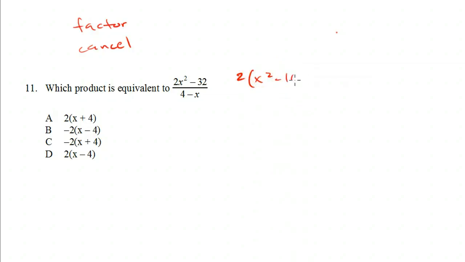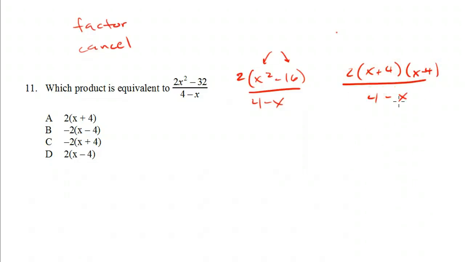x squared minus 16, and then 4 minus x. And then hopefully we realize we're getting pretty good at recognizing that this is a difference of squares, something squared minus something squared. So that should automatically factor to x, because the square root of that, plus the square root of 16, and minus the square root of 16, which is 4.